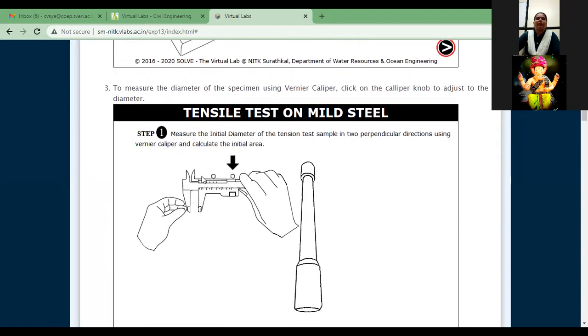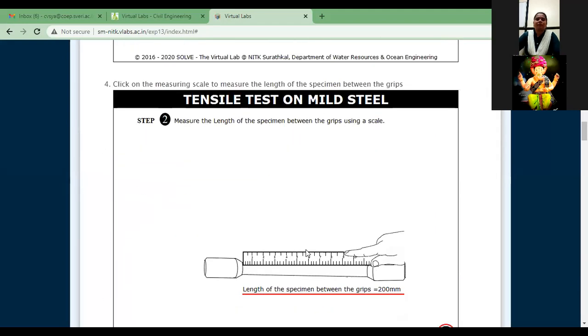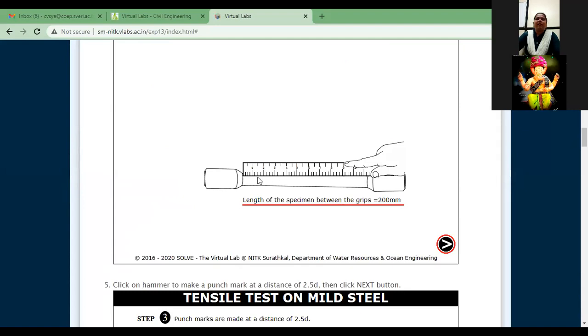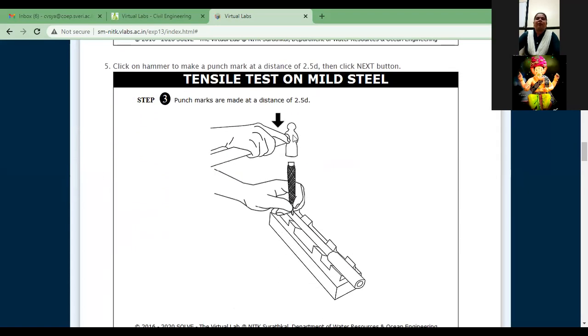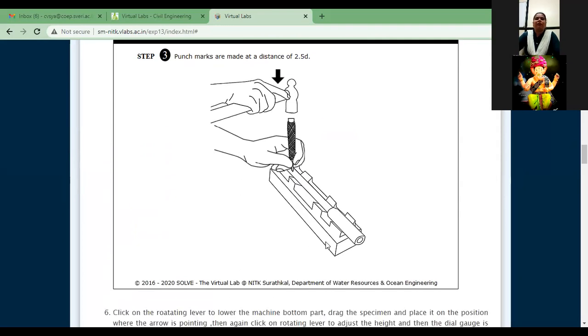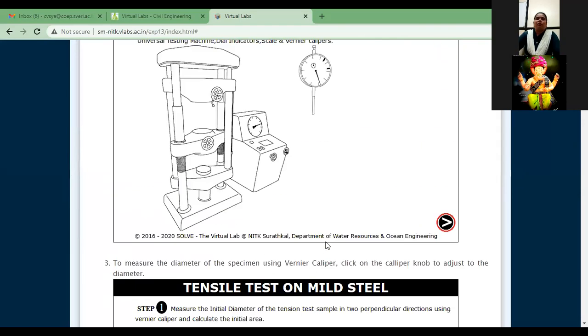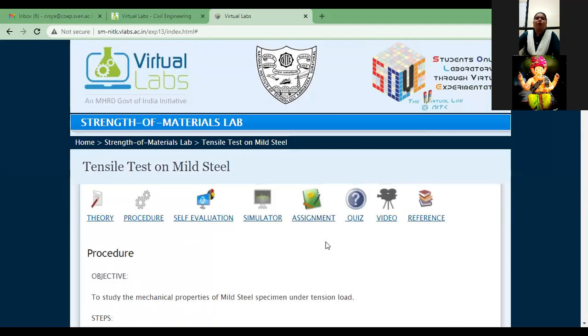The next equipment required is the vernier scale. This vernier scale is required for measuring the diameter of our rod. After that, a simple scale is required for measuring the length of the rod. And this punching tool is used to mark holes at 2.5 D distance. Okay, so that much equipment is required for this. Now I will show you how to perform this test.